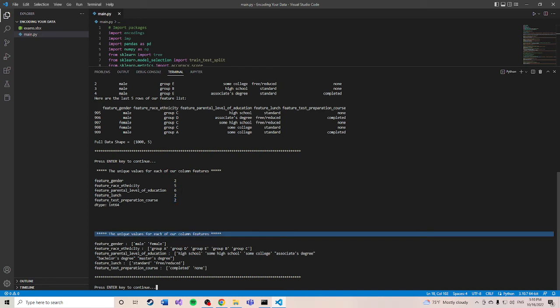Now we have the unique values for each of our column features. So this is just giving us the details of each one of those columns. So for gender, it's obviously male and female. There's our 2 right there. Our race ethnicity, we had group A, D, E, B, and C. That's our 5 right there.